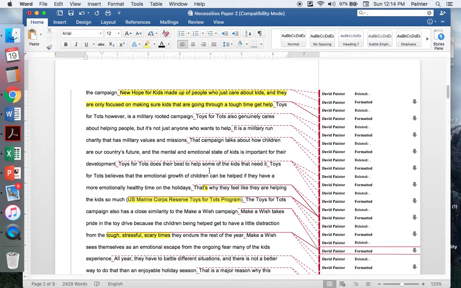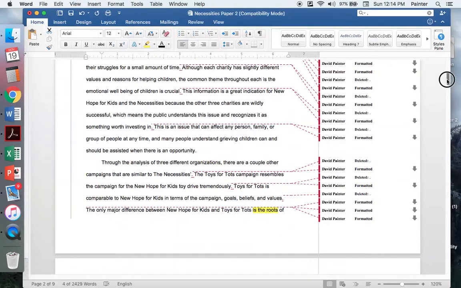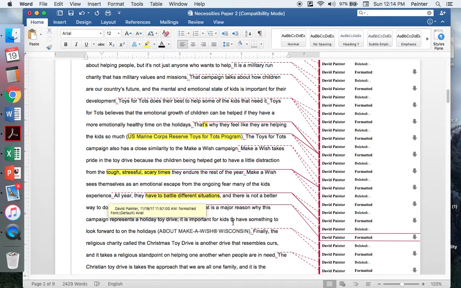So what's the mission of Make-A-Wish? It's to provide children going through life-threatening diseases and treatments, not tough, stressful, scary times. We talked about this in class, and I said you were not allowed to use phrases such as tough times or tough, scary times. They have to battle different situations. Well, what are those situations? It's important for kids to have something to look forward to on the holidays. So this is not an APA citation.